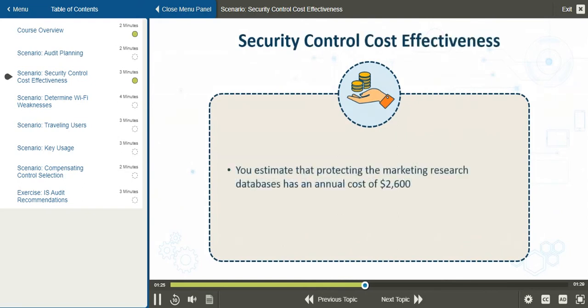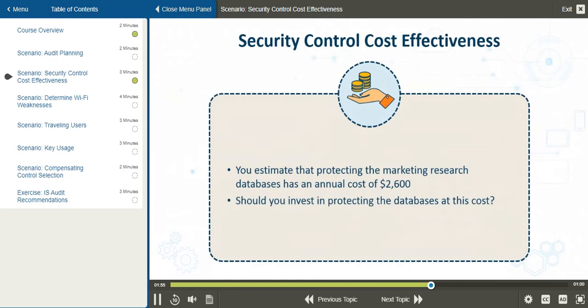So let's say that we determine that protecting the market research databases has an annual cost of $2,600. Now we might have arrived at this by assessing the current security controls to determine that they are deficient. They do not protect the market research databases sufficiently. They might have at one point in time, but they no longer do currently. And so maybe we have to invest in some intrusion detection and behavioral analysis malware scanners to further protect the databases adequately, again, to meet control objectives.